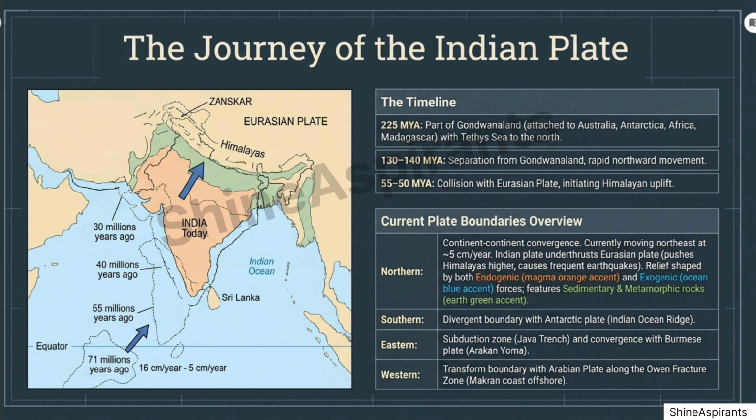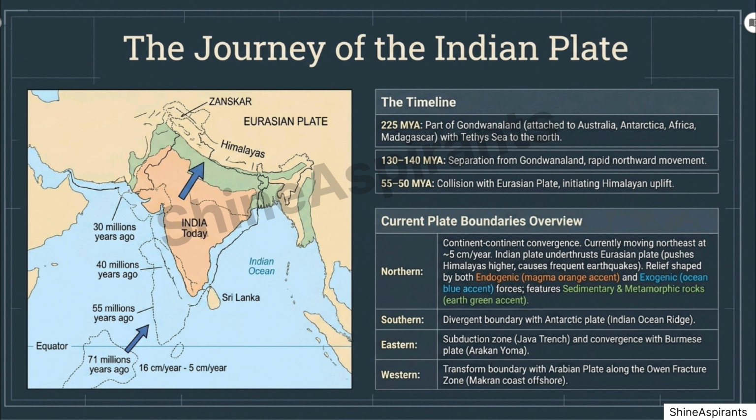Early position. Around 225 million years ago, the Indian plate was part of Gondwanland, attached to Australia, Antarctica, Africa, and Madagascar. The Tethys Sea lay to its north. Journey. India separated from Gondwanland around 130 to 140 million years ago, MYA, and began moving northward rapidly. It collided with the Eurasia Plate around 55 to 50 MYA, causing the Tethys Sea to close and the Himalayas to rise. Current movement. India is still moving northeast at approximately 5 centimeters per year. This pushes the Himalayas higher and causes frequent earthquakes in the Himalayan region.